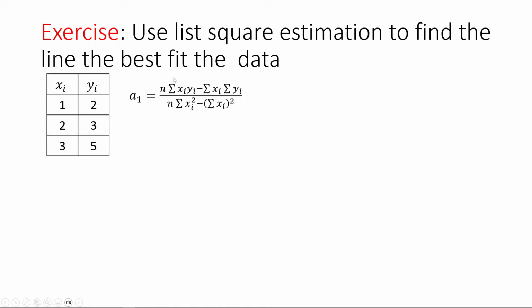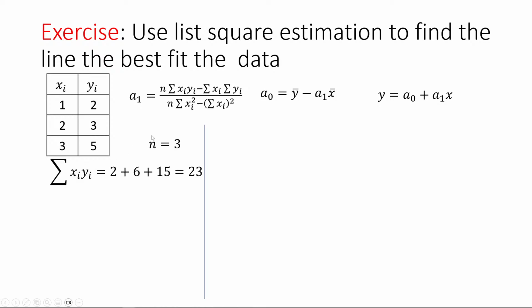Yes, we can solve it. We have an equation to find A1 and an equation to find A0. So we find the intercept and the slope, and that's very simple. So what is n here? n is equal to 3, because we only have 3 data points, 3 samples. We only took 3 samples.